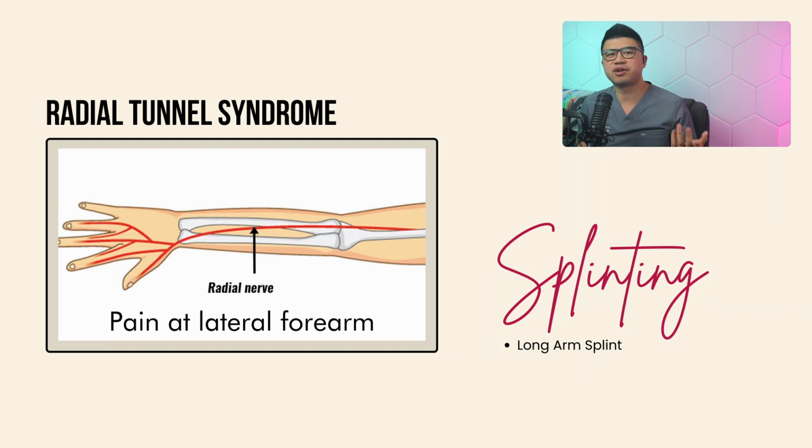To remember the elbow syndromes, remember the anatomy of the pronator teres muscle and the cubital tunnel and where it's at. Radial tunnel syndrome involves the radial nerve at the forearm near the head of the radius distal to the humerus. It results in pain at the lateral forearm due to radial nerve compression. A long arm splint would be useful for radial tunnel syndrome.